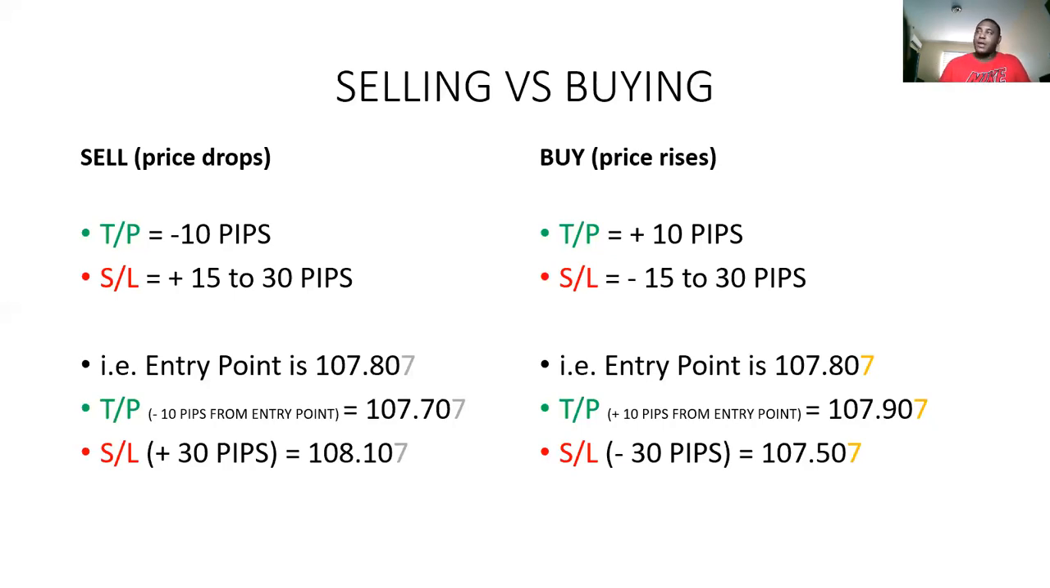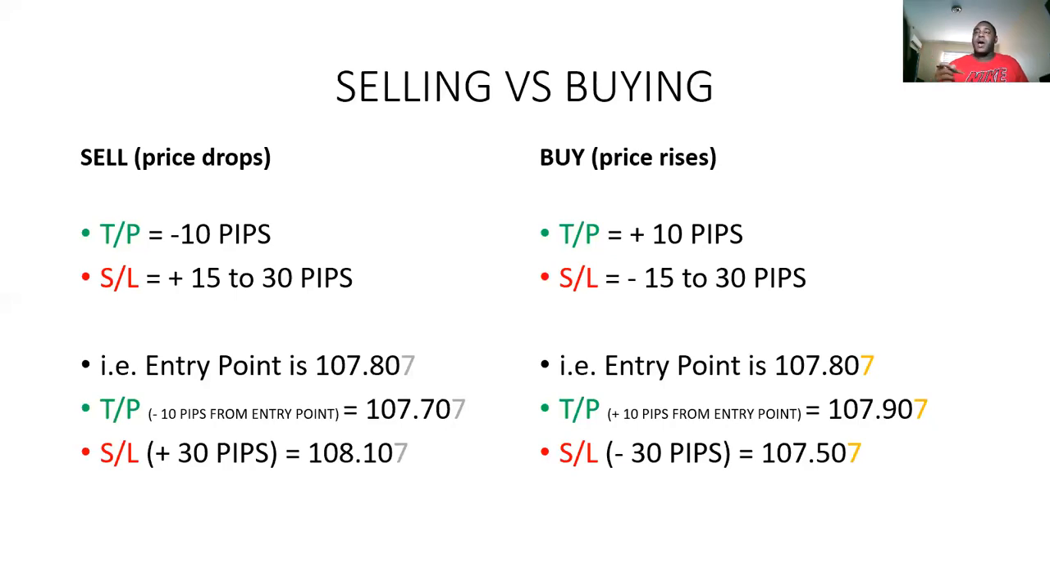So that's 107.80. Disregard the 7, but let's keep it in mind. So we write that number down again, 107.80. And then we're going to add 10 to that. And that's going to give us 107.90. And then we just drop the 7 back. All right. So our take profit on a buy for 10 pips would be 107.90. And we drop the 7 back.